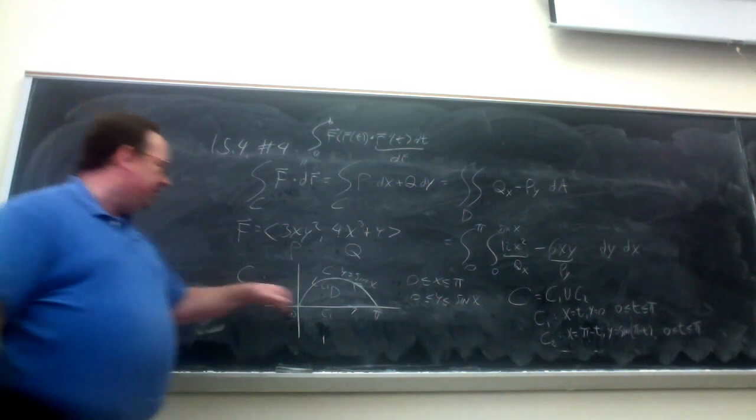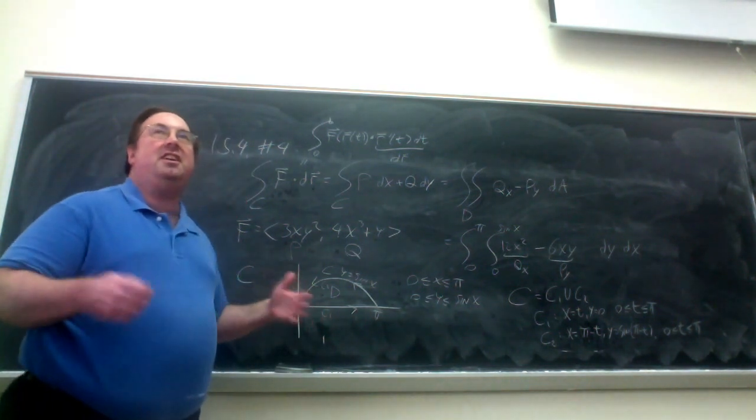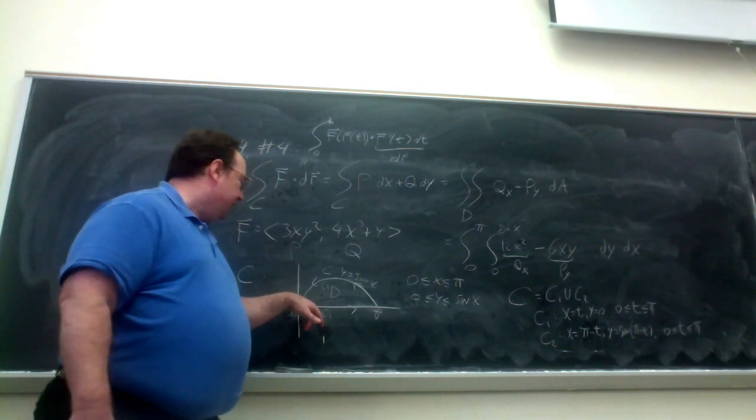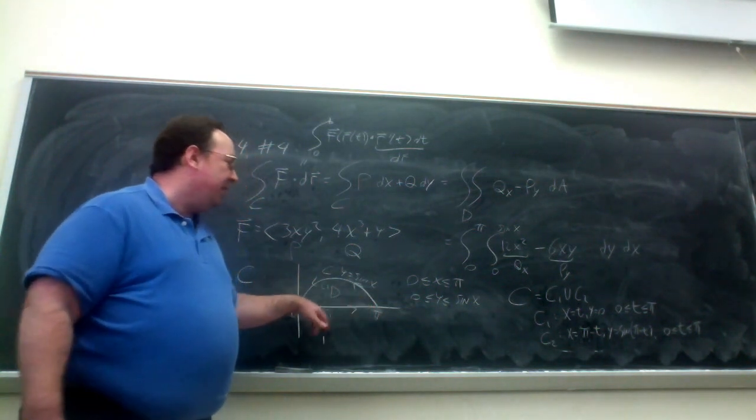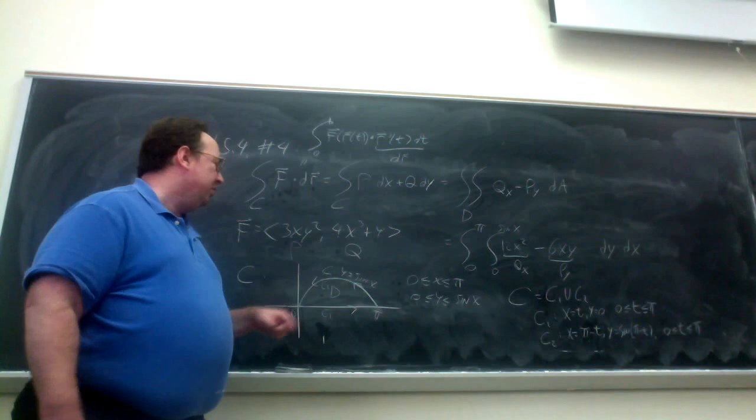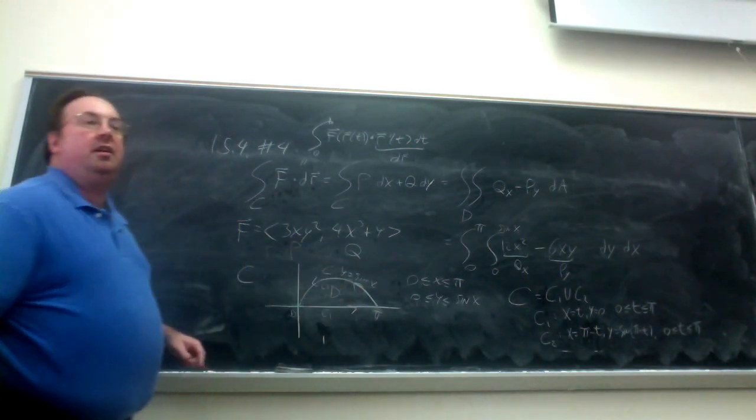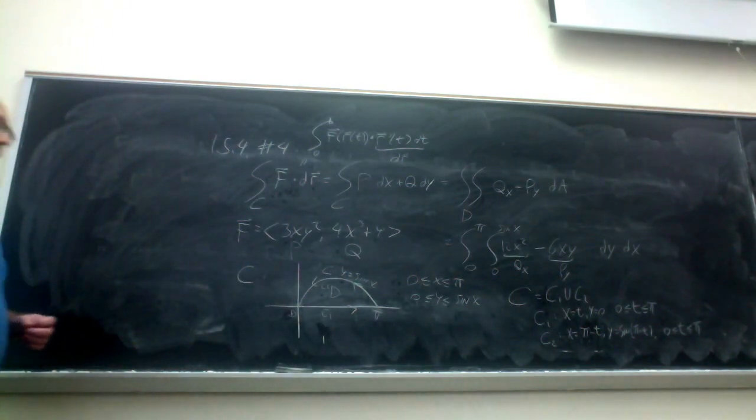If I just let t run, if I say t and x are the same thing, and let t run from 0 to pi, that was perfectly fine for the line segment, but why is it incorrect to do that for this piece? It travels the other direction. Yeah, it goes the wrong way. It's an incorrect orientation.